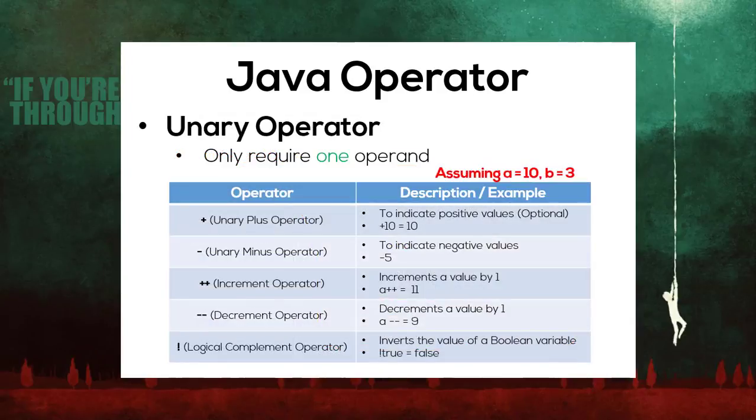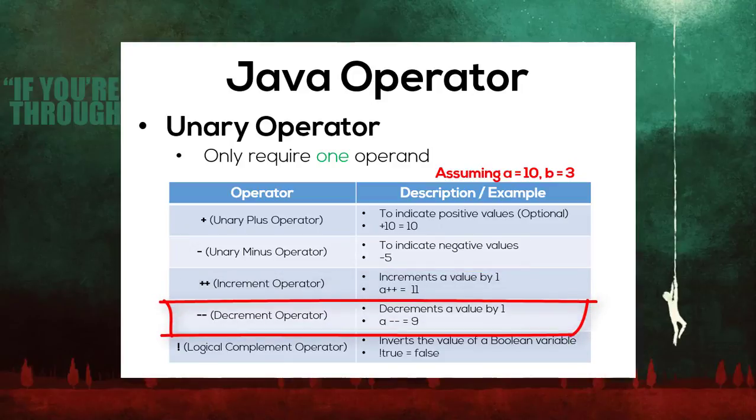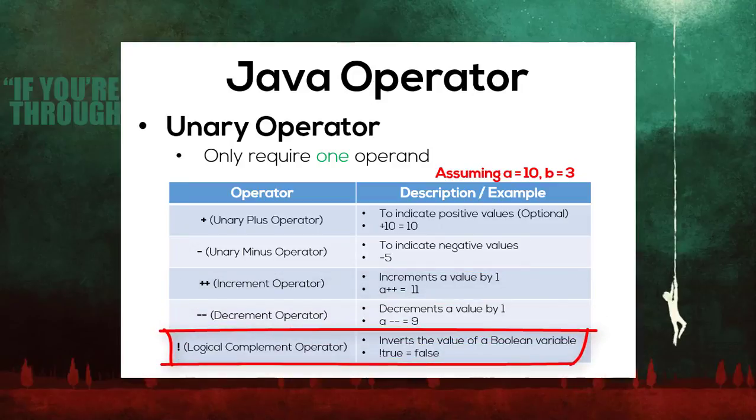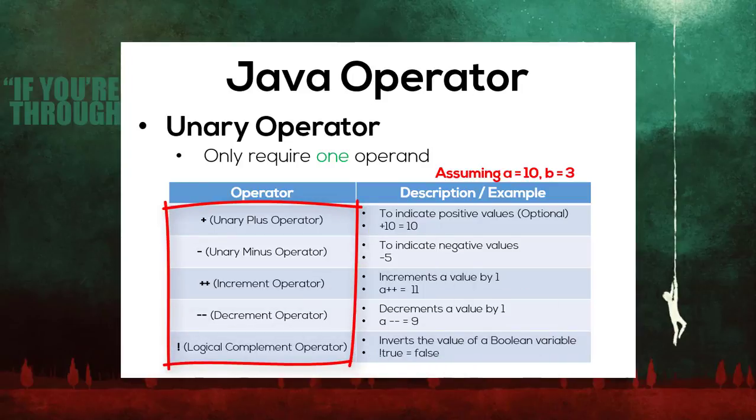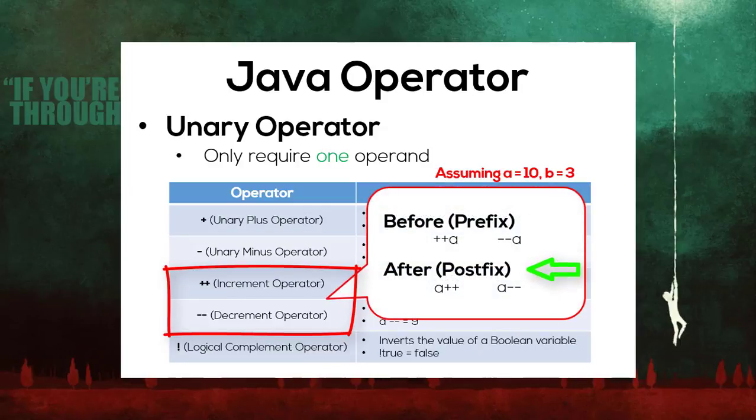On the other hand, the unary operators only require one operand and we can use it to indicate a positive value, indicate a negative value, increase value by 1, decrease value by 1, and also to invert the value of a boolean variable. As you can see from the table, unary operators are pretty straightforward, but one thing that we need to take note of here is both the increment and decrement operators, because they can be applied before or after the operand, which is a little bit tricky.